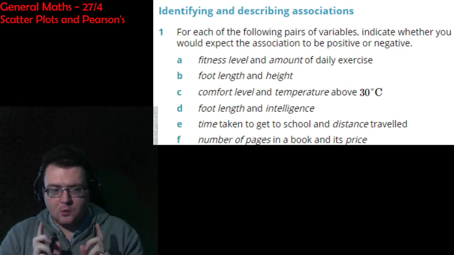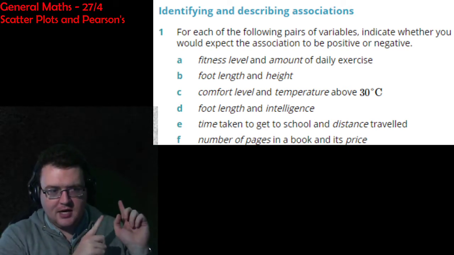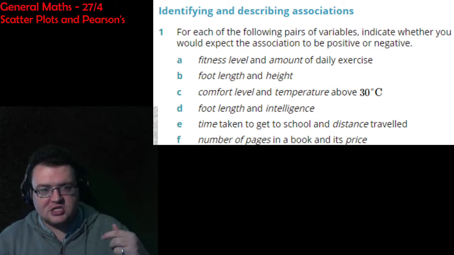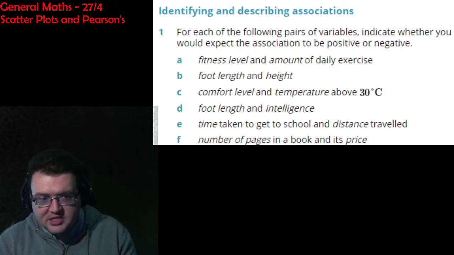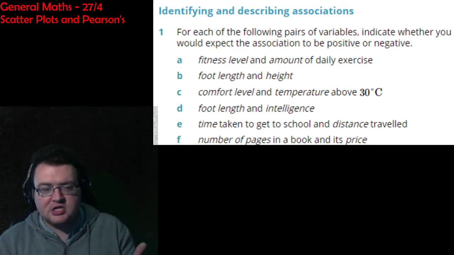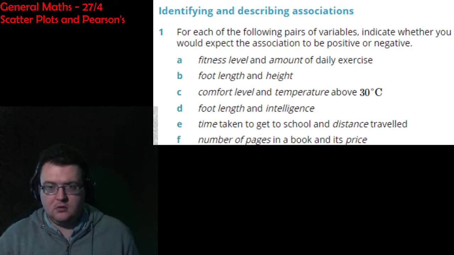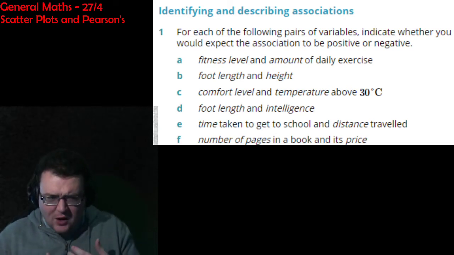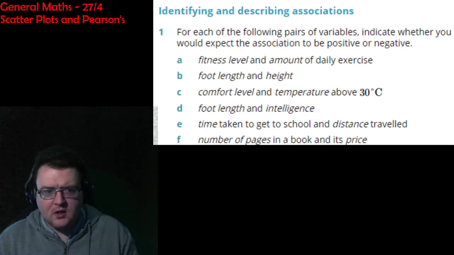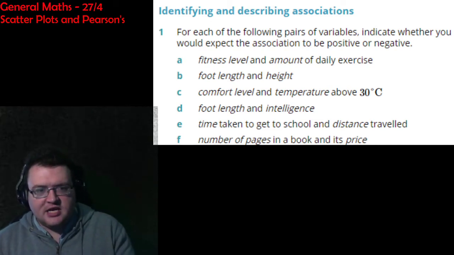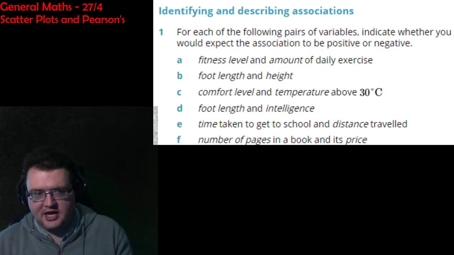All right. So what I've got up behind me are some questions that say, for each of the following, decide whether you think there would be a positive or negative association between the variables, or none at all, or there's absolutely nothing at all. For each of the following variables, indicate whether you would expect there to be an association and if it's positive or negative.